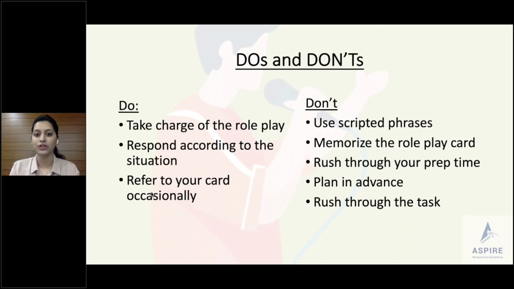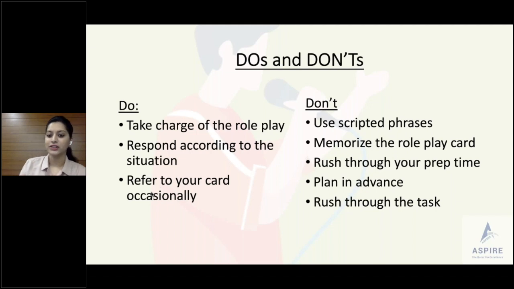So refer to your card occasionally, just to make sure that you're not leaving out any details or any questions that they want you to address. Do refer to your card occasionally.